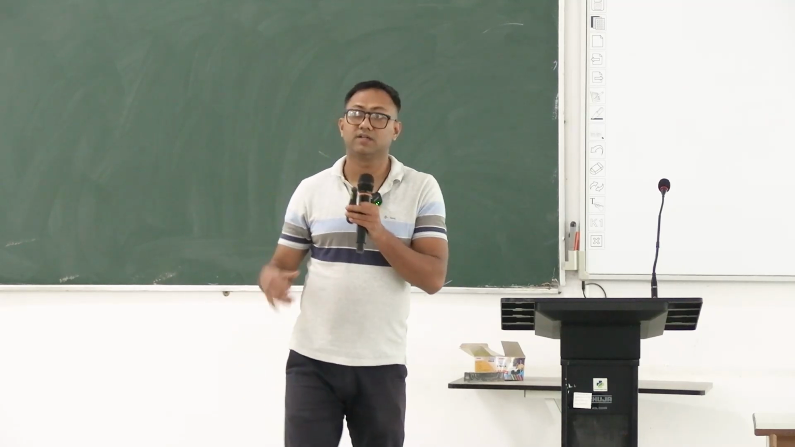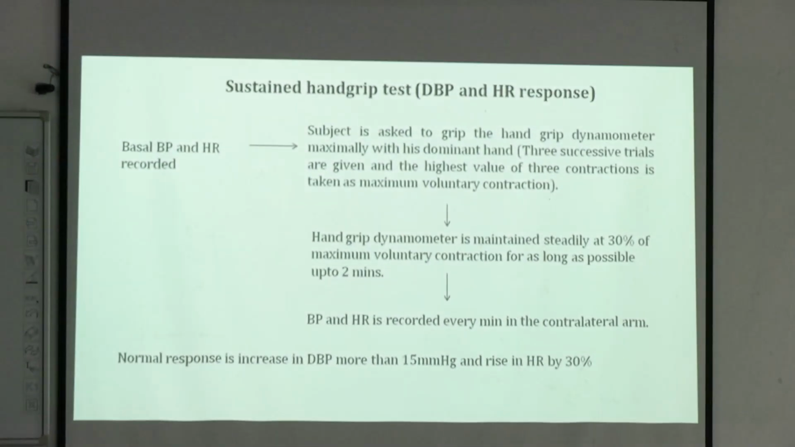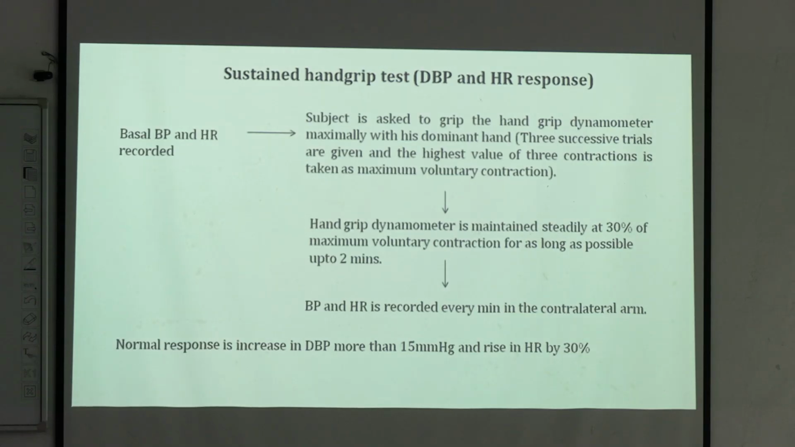And I will record the blood pressure in the opposite arm. Okay, so let me explain the procedure again. Basal heart rate and blood pressure recorded. Now, the subject is asked to grip the hand grip dynamometer maximally with his dominant hand, and 3 successive trials are given and the highest record is taken. Say for example 60 kg, 55 kg, 50 kg, then take 60 kg.